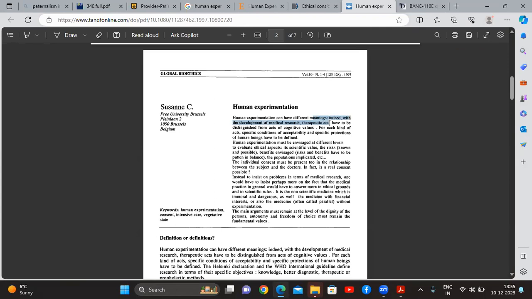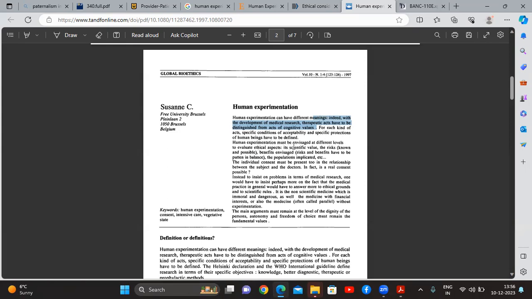Indeed, with the development of medical research, therapeutic acts have to be distinguished from acts of cognitive values. मतलब therapeutic, आप therapy किसी को दे रहे हैं, वो एक अलग चीज है, और आप किसी को समझा रहे हैं या उनको बता रहे हैं, वो एक अलग चीज है. These two things have to sometimes coincide, and that's what we'll learn now. For each kind of act, specific conditions of acceptability and specific protections.